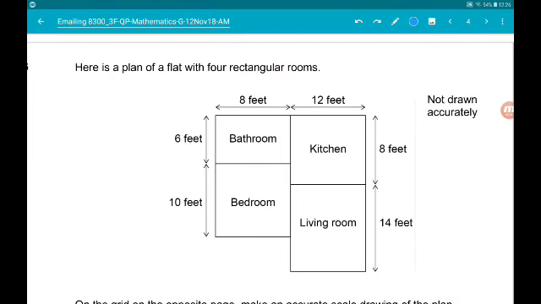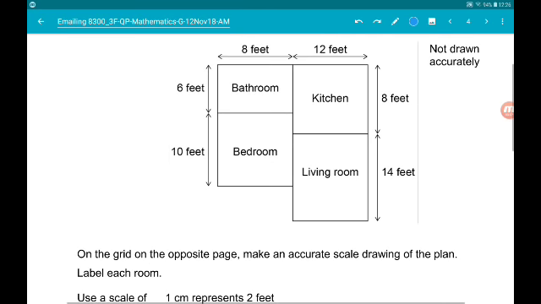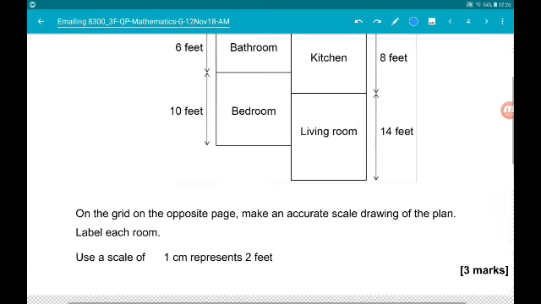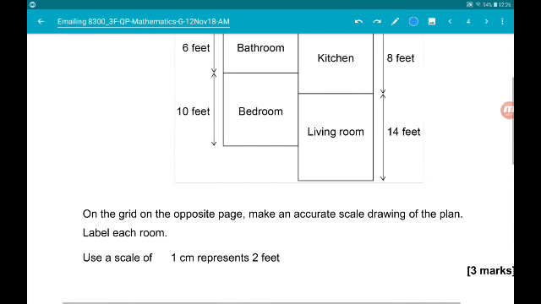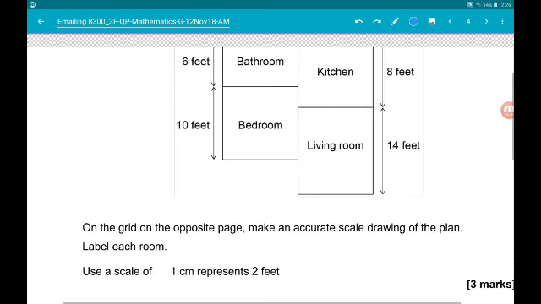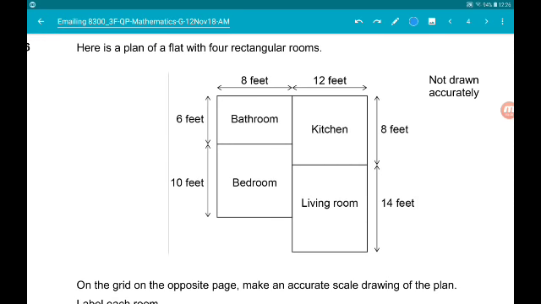Okay, question 6. We got a plan of a flat with 4 rectangular rooms. On the grid on the opposite page, make an accurate scale drawing of the plan. Label the rooms and use the scale. 1 centimetre represents 2 feet. So what we need to do is turn these measurements into centimetres. So every 2 feet is 1 centimetre. So we divide each measurement by 2.